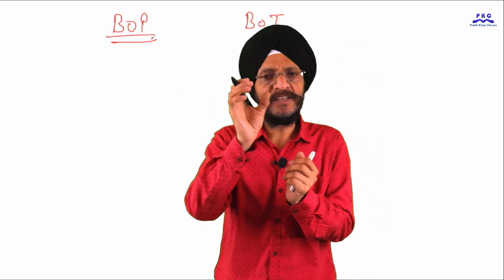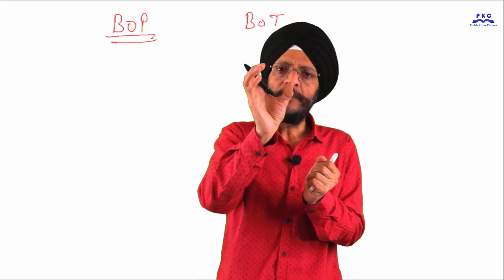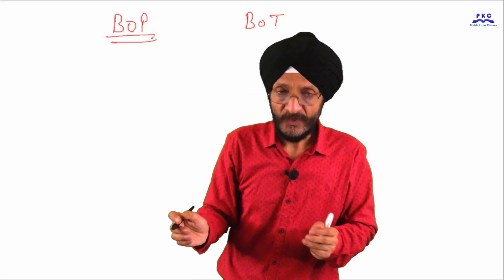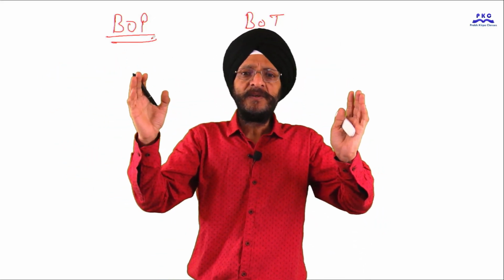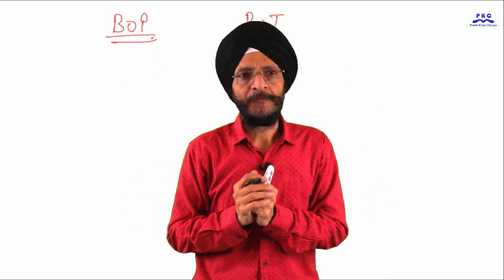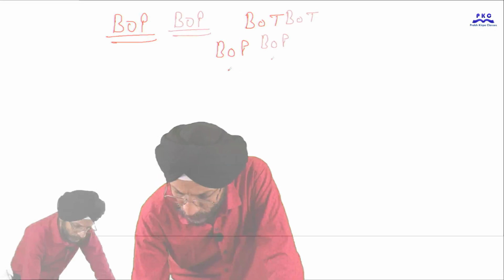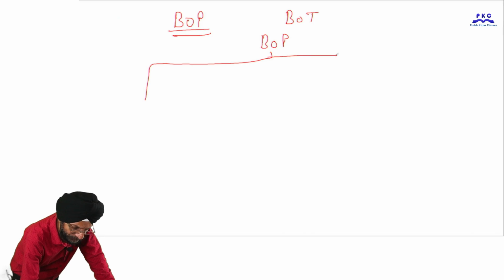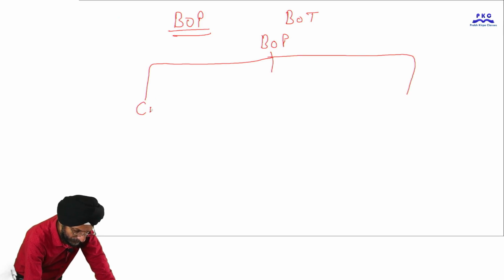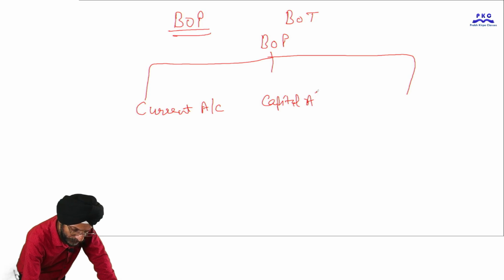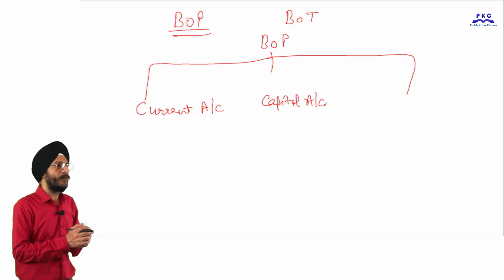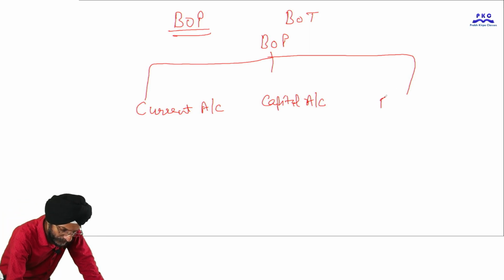We have already discussed in detail what is the meaning of balance of payment. So balance of payment is a very big concept. As already discussed, balance of payment has three components. First is current account, second is capital account. Although I am using A oblique C in place of account, you are to write it completely. And the third is financial account.